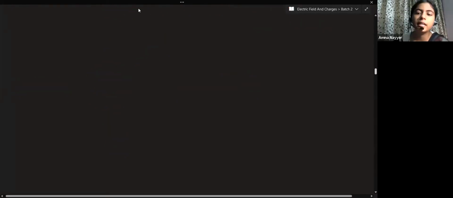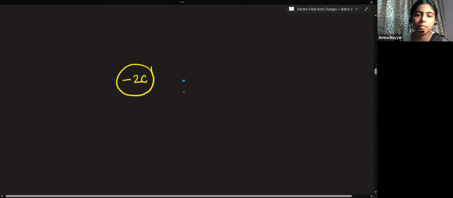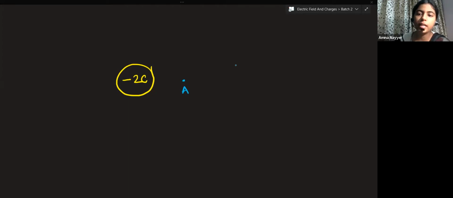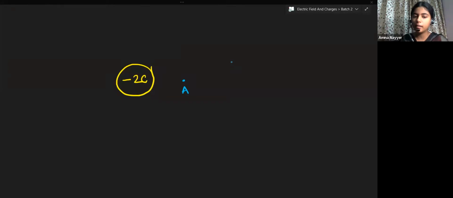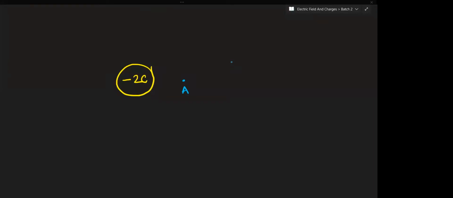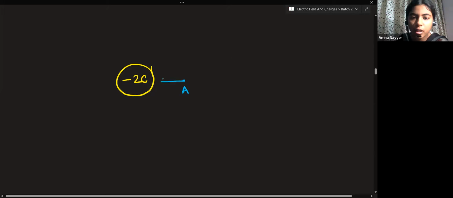If I take another case, instead of plus 2 Coulomb, I have taken minus 2 Coulombs. Now I have taken a point A. So Krishna, you tell me, what will be the direction of electric field? Ma'am, towards the source charge. Towards the charge. So left or right? Left, ma'am. Left hand side, correct. So if you move towards the charge, this will be the direction of electric field.